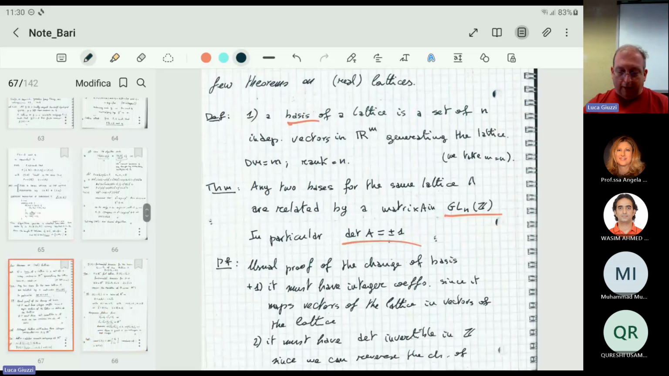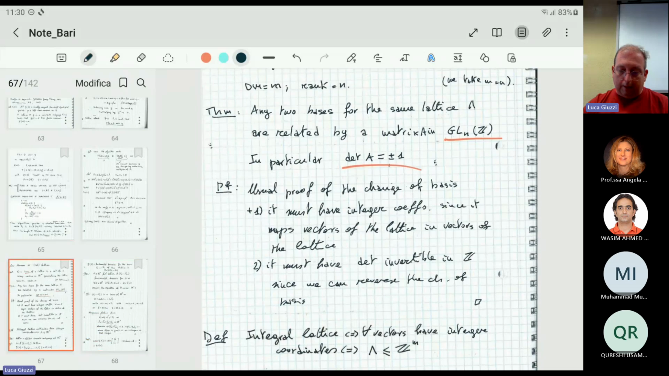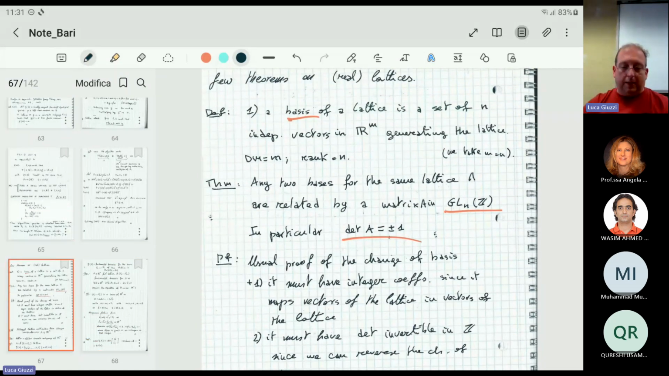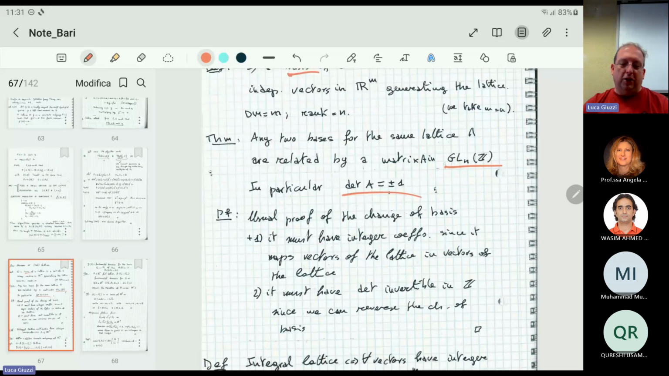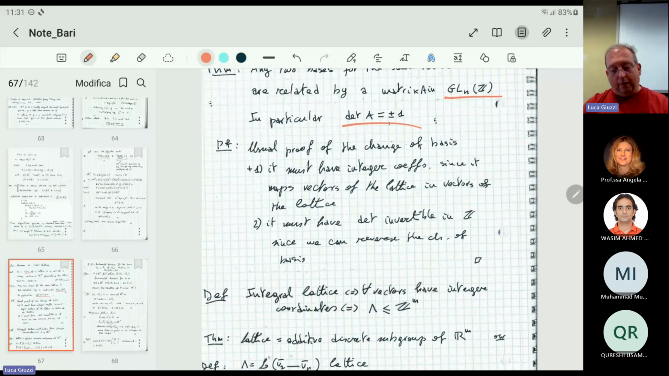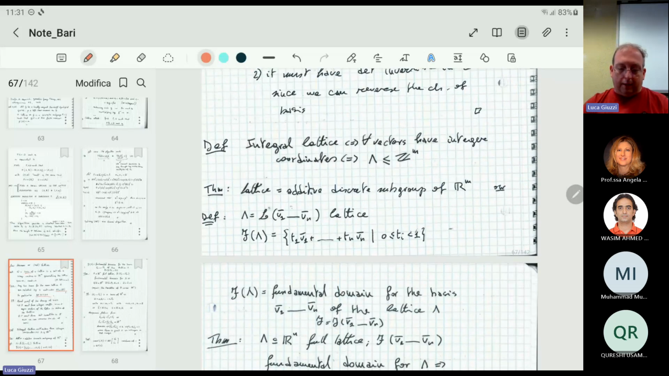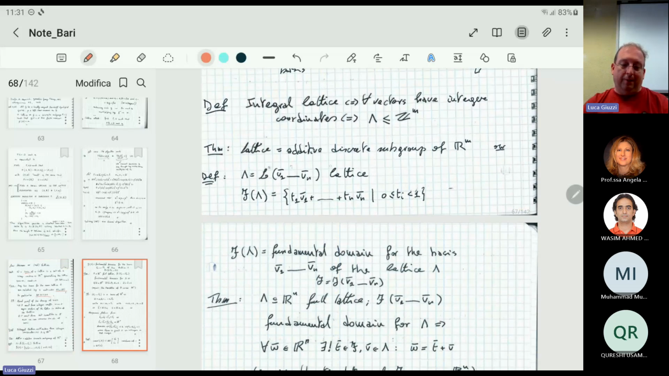But before getting there, let's sum up what I've said before. So a basis, an independent vector generating the lattice. The dimension of this set is a priori n, what we span. We always take m equals n. Two bases are related with transformations in GL_n(Z). And then a lattice can be written as linear combinations with integers.